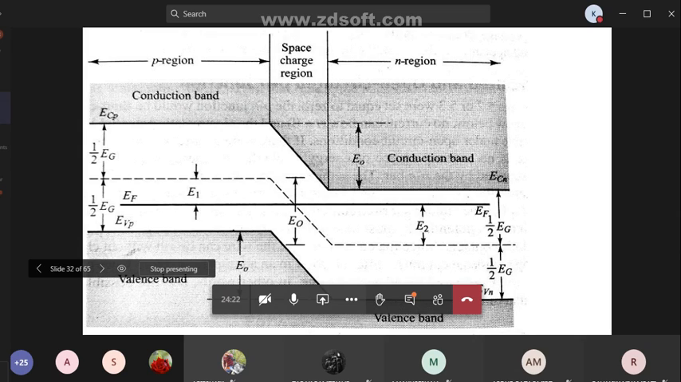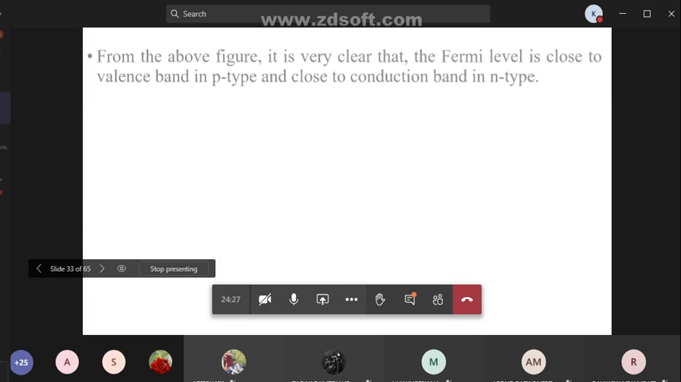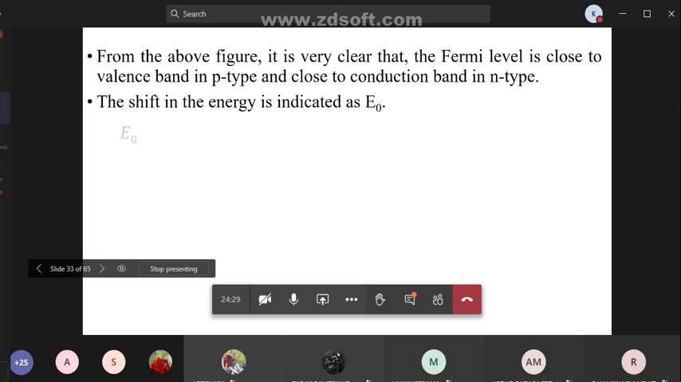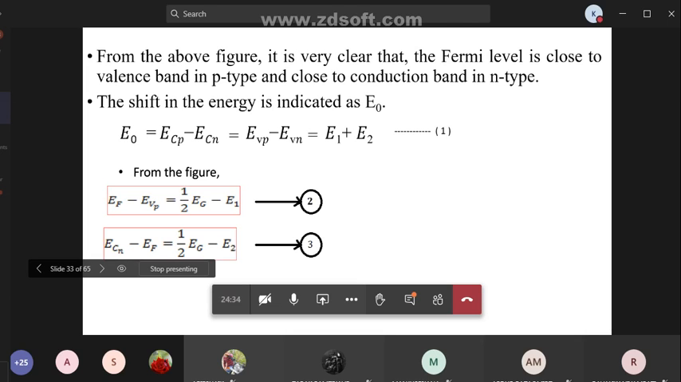Here we need to calculate this potential E naught. From this figure, the Fermi level is close to the valency band in p type and close to the conduction band in n type, right? So here E naught equals ECP minus ECN.